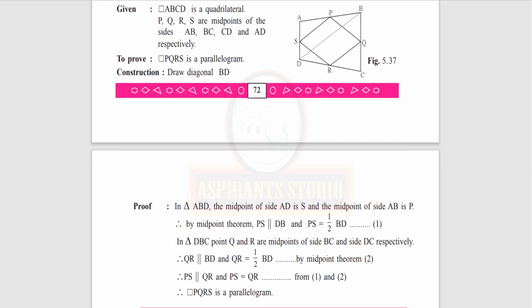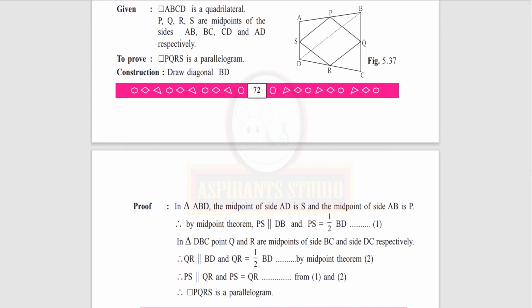Now from equations 1 and 2, let me read equations 1 and 2 together. PS is parallel to DB and QR is parallel to the same DB. So we can write PS is parallel to QR. And PS is equal to half of BD. QR is also equal to half of BD. On the right hand side we have half of BD, half of BD, so the left hand sides are equal. So PS is equal to QR. So we get PS is parallel to QR and PS is equal to QR from equations 1 and 2.